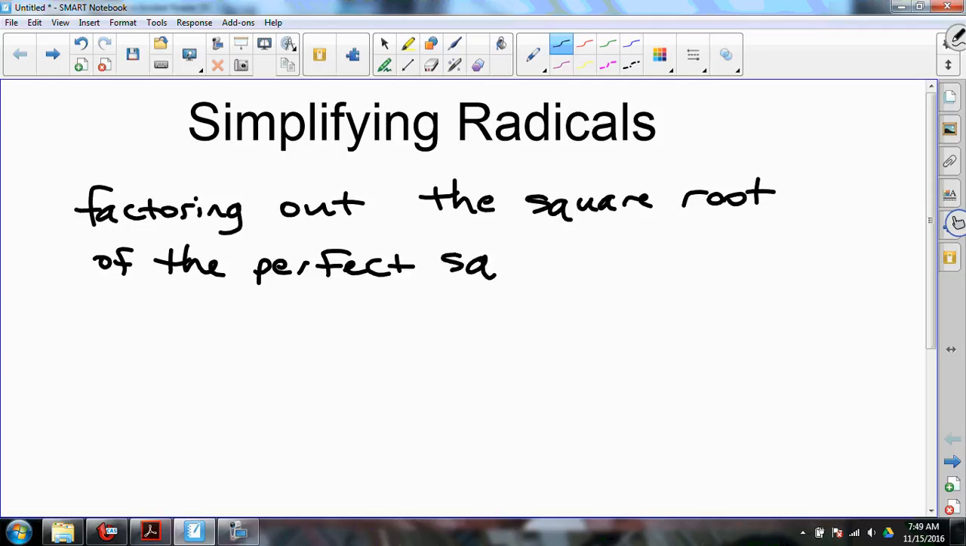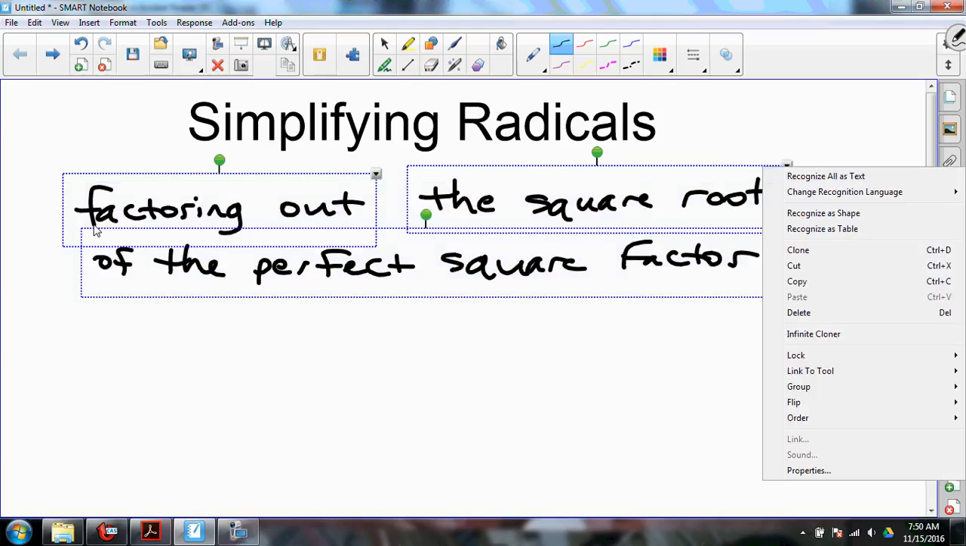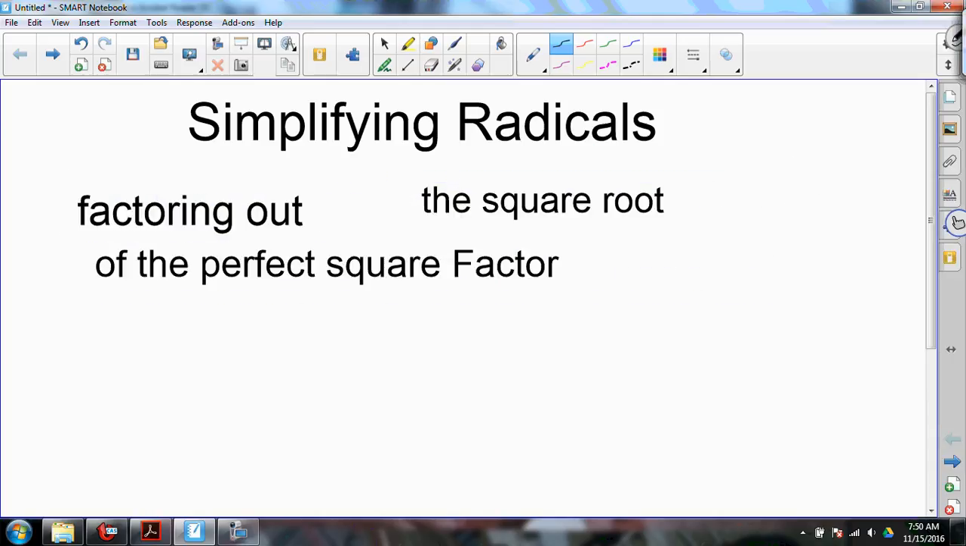of the perfect square factor. It's probably redundant to say factor twice there. Factoring out the square root of the perfect square factor. But if I had to summarize simplifying radicals in one phrase, that's it. That's the golden statement. That's really all you're doing. Factoring out the square root of the perfect square factor. There's a little bit more to it than just that, but that explains the whole process.